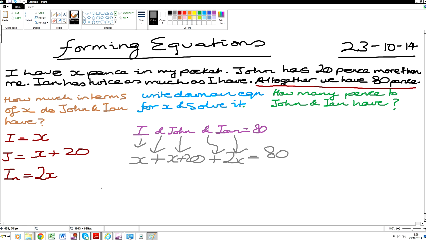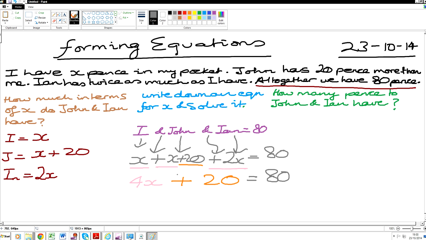Now what we need to do here, what's the word that begins with S? We need to simplify. Simplify means collect like terms with like terms. So we look at the x and another 2x. x add 2x gives us 4x. Then we look at the numerical terms, plus 20. There's no other term on this side. So it's 4x plus 20 equals 80.